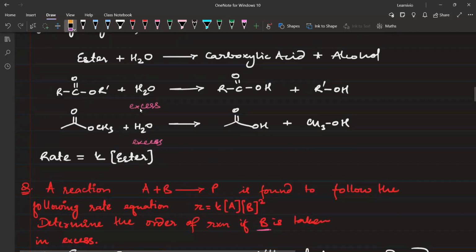उन्होंने पूछा हुआ इस तरह से कि a reaction A plus B gives product is found to follow the following rate expression. R is equal to k A B square. Determine the order of reaction if B is taken in excess.